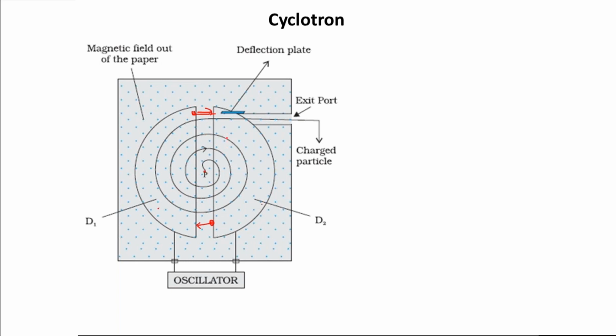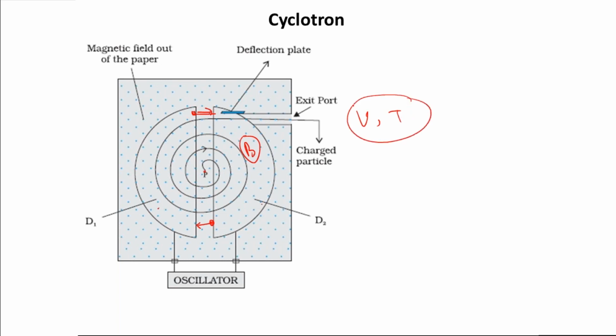When the charged particle is moving inside the D, it is only acted upon by the magnetic field. Each time it crosses from one D to another D, it is acted upon by the electric field and gets extra energy, so its radius increases and the trajectory becomes a spiral with increasing energy. But the frequency, or the time period, does not change with energy or with increasing radius.